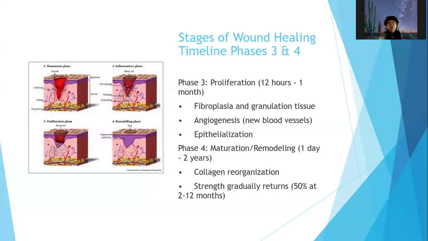So our skin cells are pretty awesome because there's constant mitosis going on and they're always being replaced. And so you can get healing of the skin, which is really, really nice. Within a day to 2 years, so that's a really long time, you get maturation and remodeling of the wound. So it reorganizes the collagen and the strength gradually returns. Strength of the tissues is what we mean.